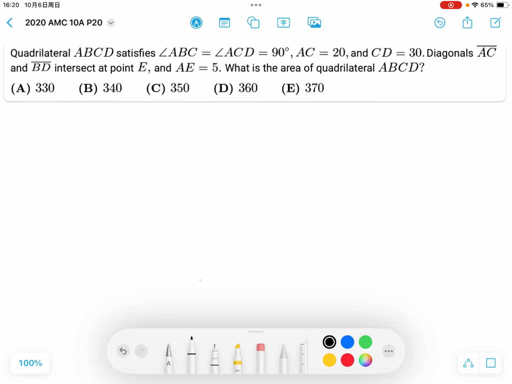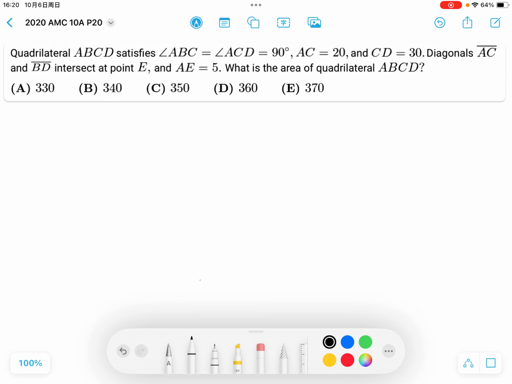Quadrilateral ABCD satisfies angle ABC equals angle ACD equals 90 degrees, AC equals 20, and CD equals 30. Diagonals AC and BD intersect at point E, and AE equals 5. What is the area of quadrilateral ABCD? We have 5 options, A, B, C, D, E. So let's start by drawing out the graph.